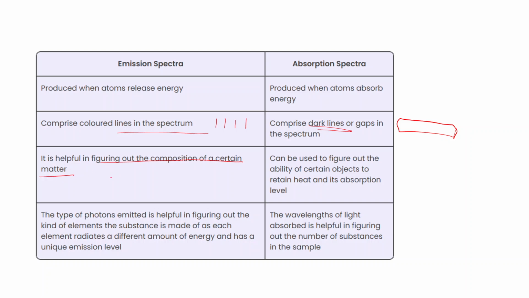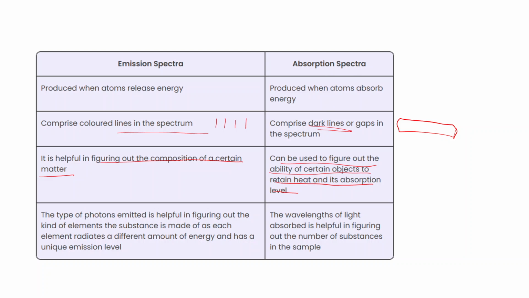As I was telling, which particular wavelength of light the sample will absorb depends on the sample. Why? Because the energy difference between different shells is different for different materials. So depending on which wavelength or which particular radiation we are seeing, we can say what kind of material that is. It can be used to figure out the ability of certain objects to retain heat and absorption level. This is the application of absorption spectra usually.